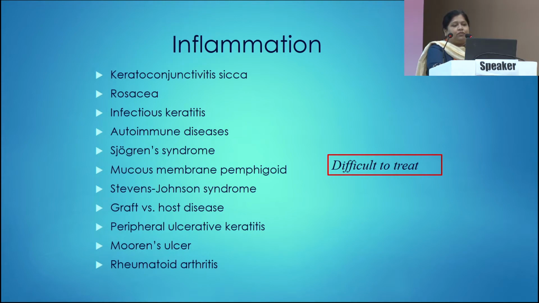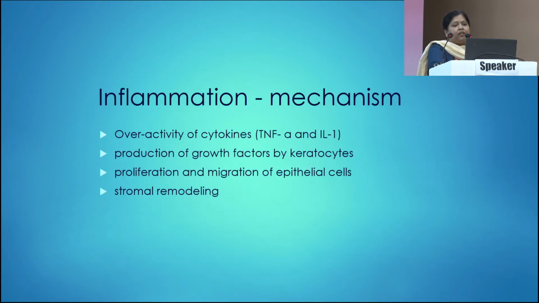So, you have a host of causes here, like keratoconjunctivitis sicca, rosacea, infectious keratitis, autoimmune diseases, Sjogren's syndrome, mucous membrane pemphigoid, Stevens-Johnson syndrome, graft versus host disease, PUKs, Mooren ulcers, and rheumatoid arthritis. Among these cases, the mucous membrane pemphigoid, Stevens-Johnson syndrome, and graft versus host disease can be particularly challenging to treat. As I said earlier, the mechanism is primarily overactivity of the cytokines, TNF-alpha and IL-1, production of growth factors by keratocytes, proliferation and migration of epithelial cells, and stromal remodeling.